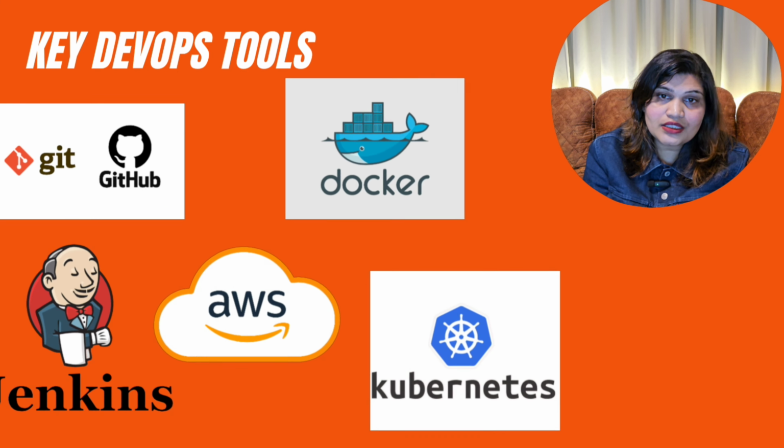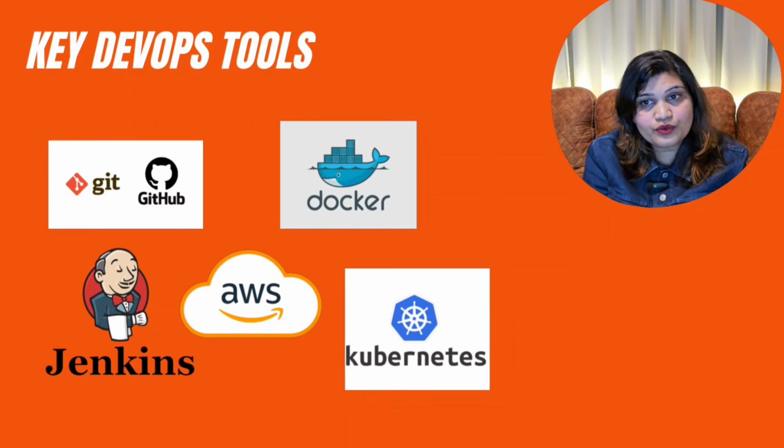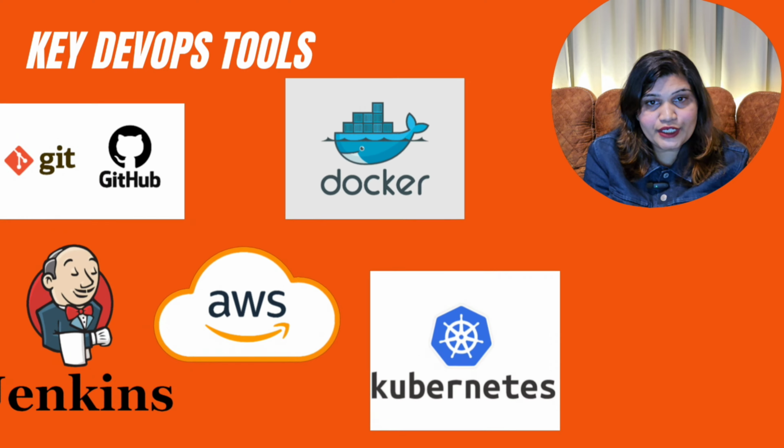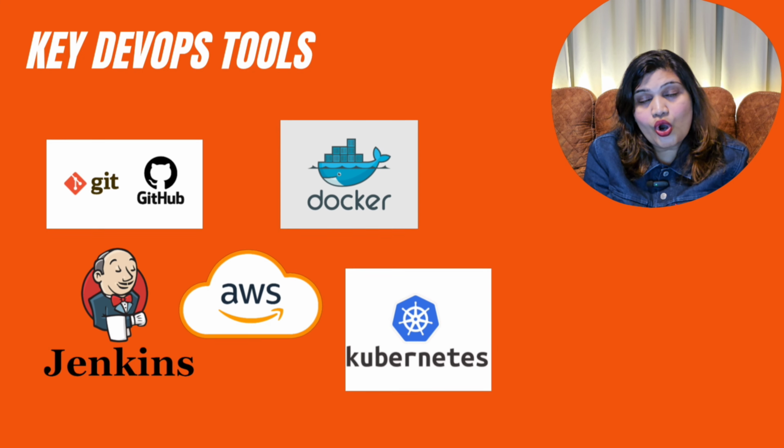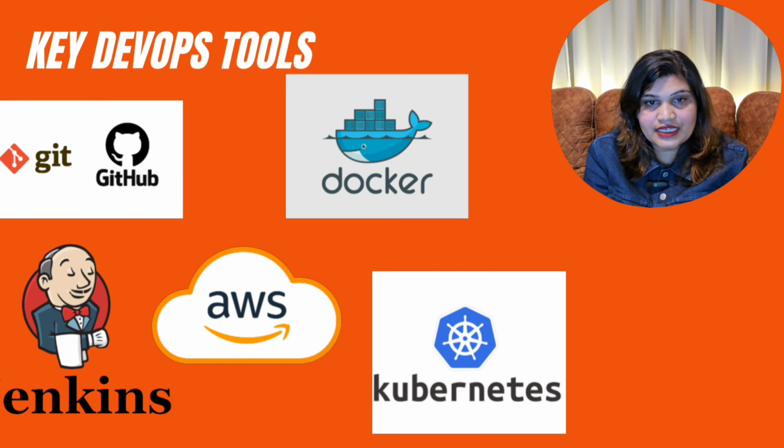These tools, along with others, help DevOps professionals automate workflow, test code, deploy applications, and monitor performance, all while ensuring reliability and scalability. So there you have it. That's an overview of what DevOps is and how it works in the real world. DevOps plays a huge role in making sure that software is delivered faster and more efficiently, with fewer errors.